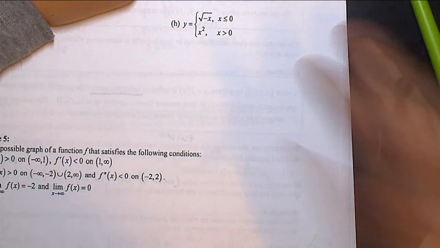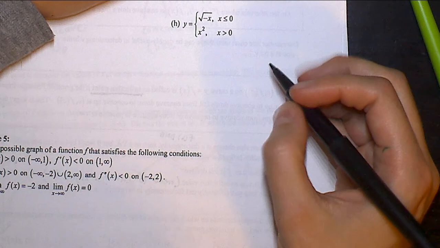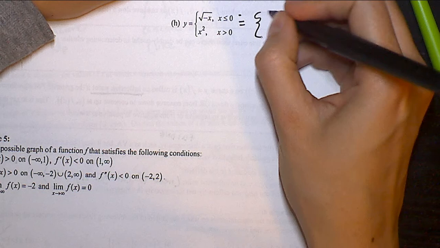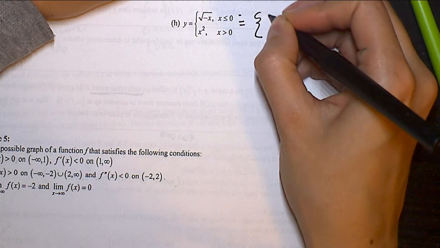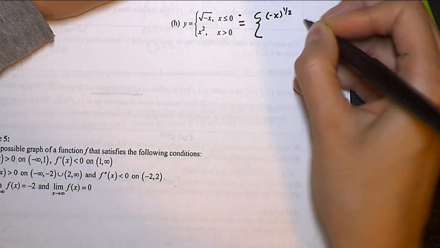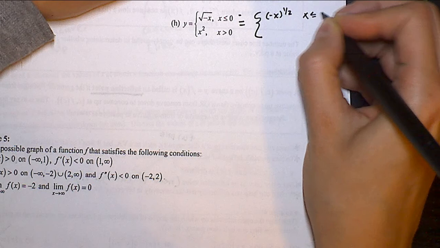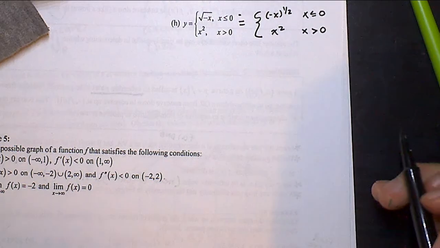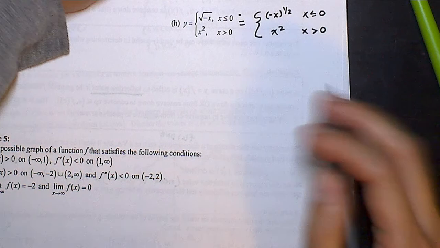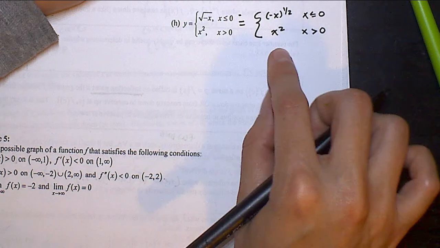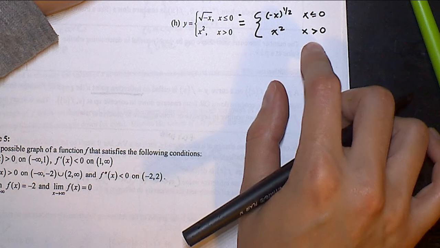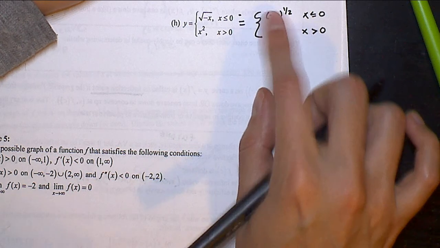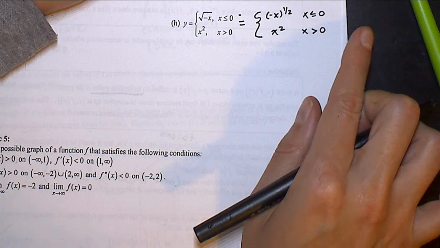We still want to start just by finding the second derivative. I think for me personally, it's going to be easier if I just rewrite this. So this first one is going to be negative x to the 1/2 for x less than or equal to 0, and then I can just leave this as x squared for x greater than 0. This is a continuous function. If we plugged in the point 0, that's the only place where the discontinuity could be. If we plug in 0, they both equal 0, so this is a continuous function. I don't have to worry about a discontinuity here.